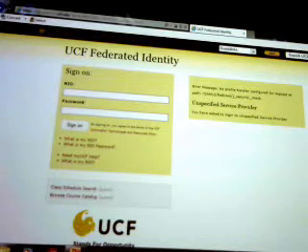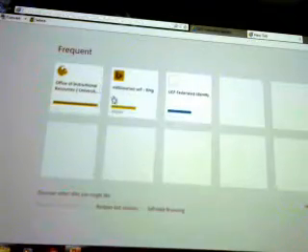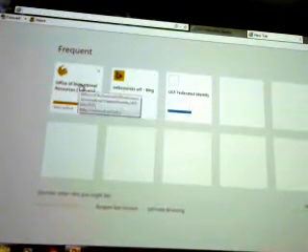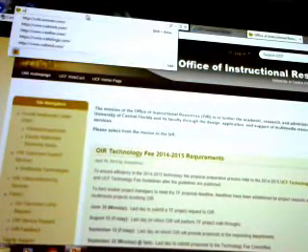Try going to the website again. Try opening the new tab and going to the website. Just click right.